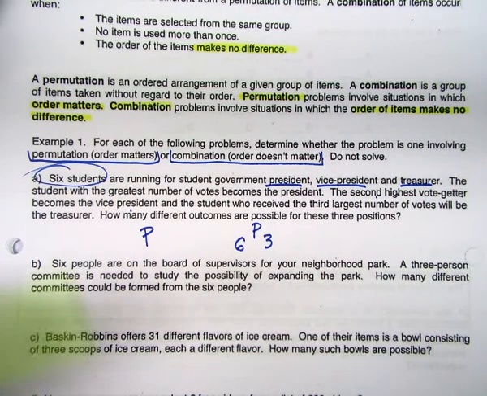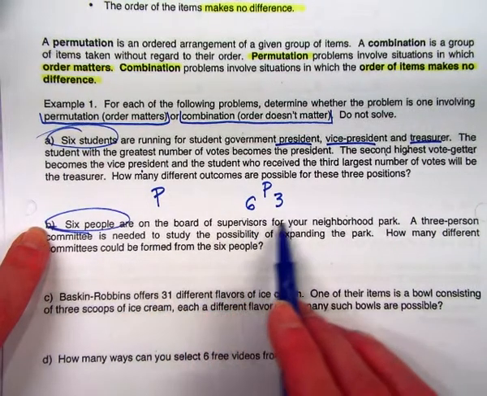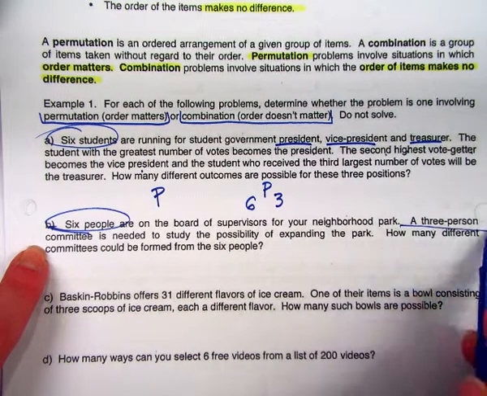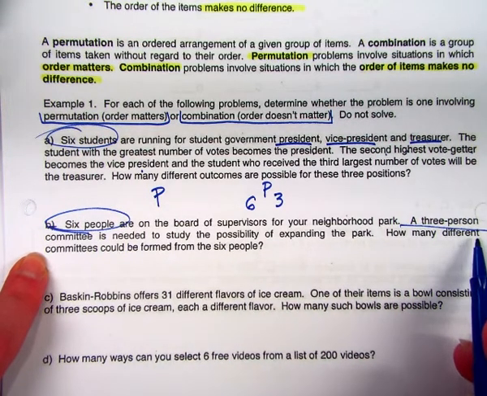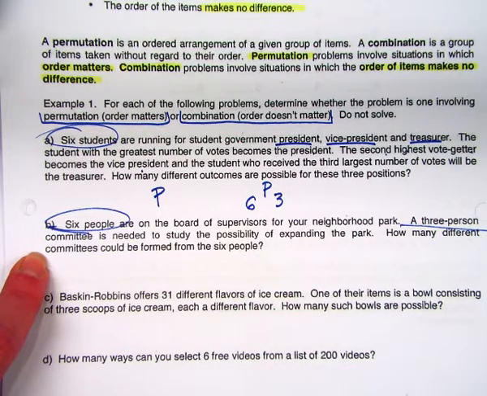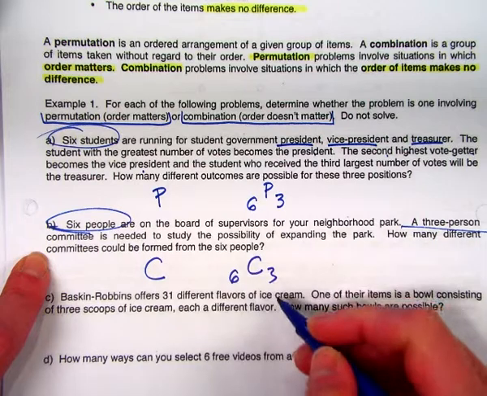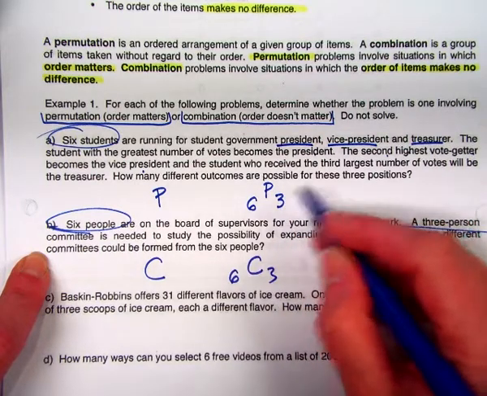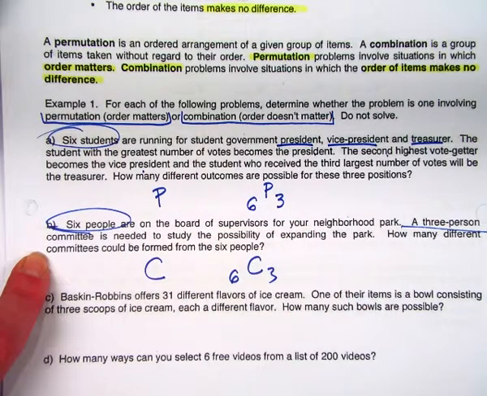B, 6 people, that's my total, are on the board of supervisors for a neighborhood park. A 3-person committee is needed to study the possibility of expanding the park. How many different committees could be formed from the 6 people? It doesn't say that this person has to be this and that person has to be that. We just want 3-person committees. So this is combinations, and it's 6C3. We don't have to solve these, Kevin. We don't have to plug this in. You don't have to figure out the numbers because in here it says do not solve. We're just choosing whether it's P or C.